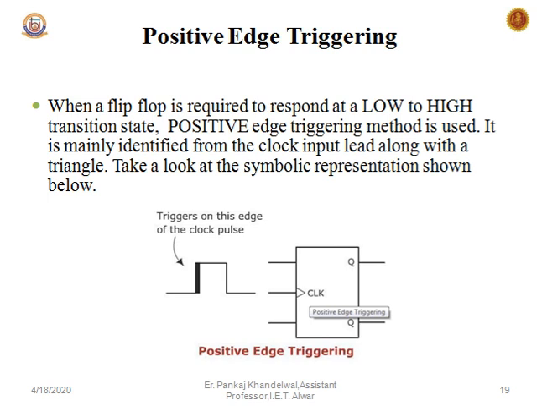Positive edge triggering. When a flip-flop is required to respond at a low to high transition state, the positive edge triggering method is used. It is mainly identified from the clock input lead along with a triangle. Take a look at the symbolic representation shown below.